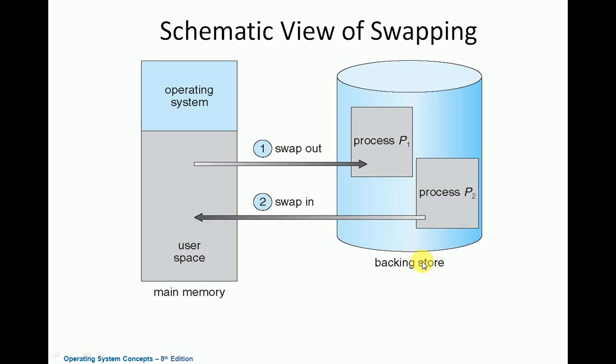There is a backing storage. It is basically a high-speed disk where programs are temporarily swapped out. For example, process P1 is swapped out of main memory and moved to backing storage, and process P2, which is already in the backing storage, can be swapped in. It can be brought into the main memory and executed. So this is called swapping.